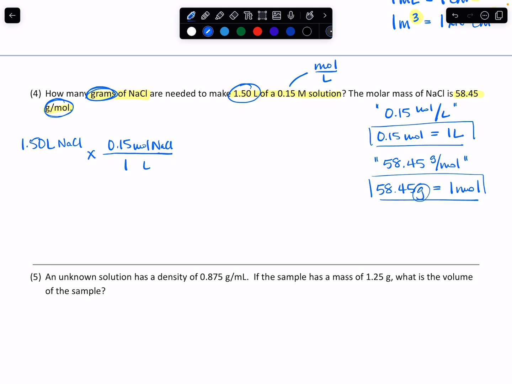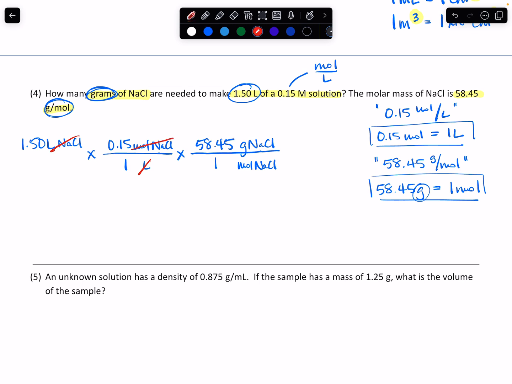Shuts it out. All right, so look, the liters are going to cancel. Now I have moles, but I don't want the answer in moles. I want it in grams, so I need to use the molar mass for a further conversion. Moles of NaCl go in the bottom of my conversion factor, grams of NaCl up top. And according to the molar mass, 1 mole of this substance has a mass of 58.45 grams.